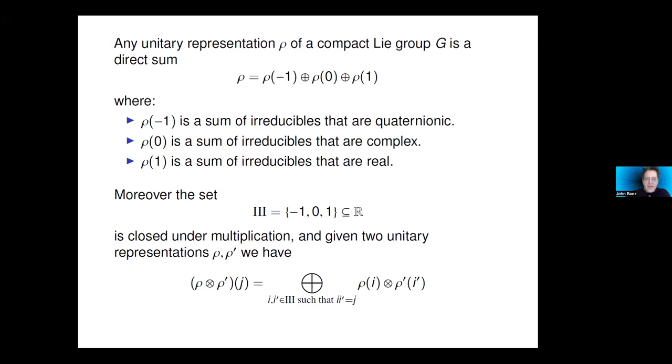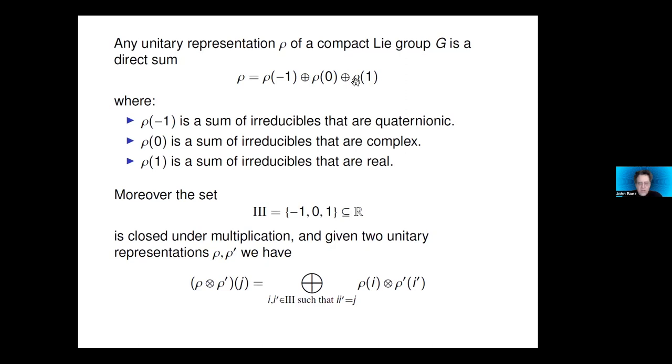So we find that this is a general thing for any representation that you can break up into irreducibles, we can apply this analysis to. So suppose you have a unitary representation of a compact Lie group. In that case, you can always break it down into a direct sum of irreducibles. And what we can do here is group those irreducibles into the quaternionic ones, take the sum of all of those, the complex ones, take the sum of all of those, and the real ones. So we split our representation into a direct sum of three parts. We're able to do this in a canonical way without making any choices.